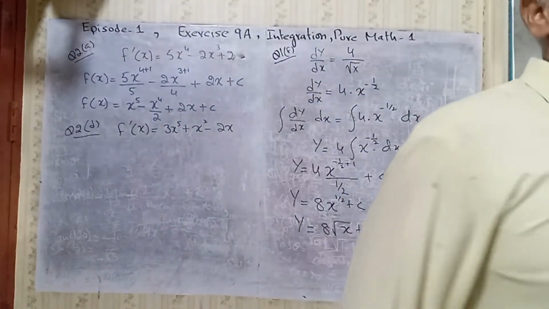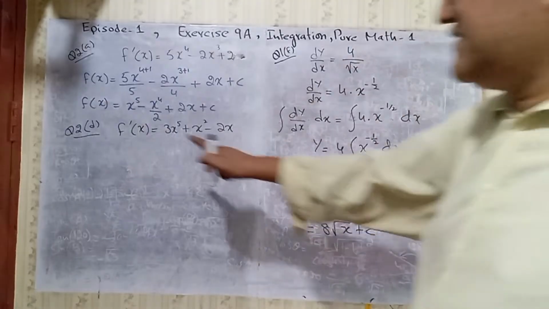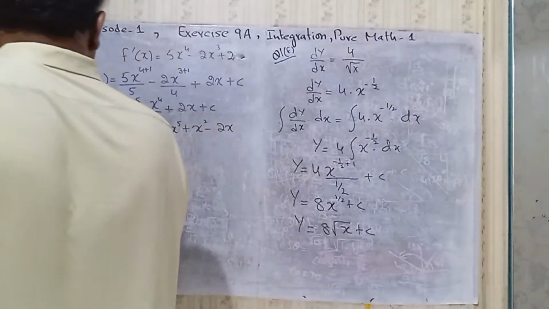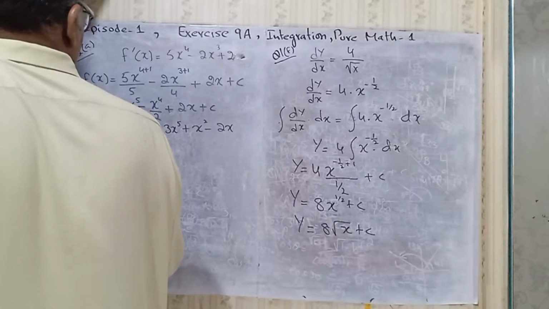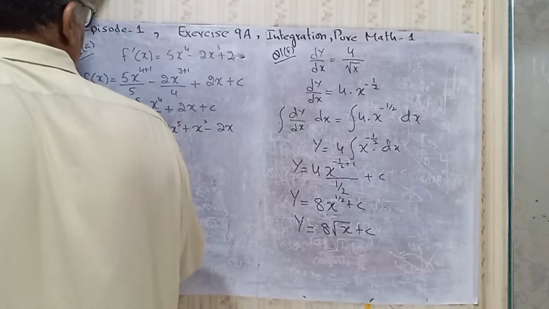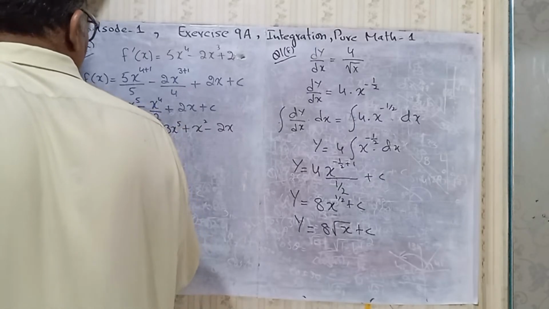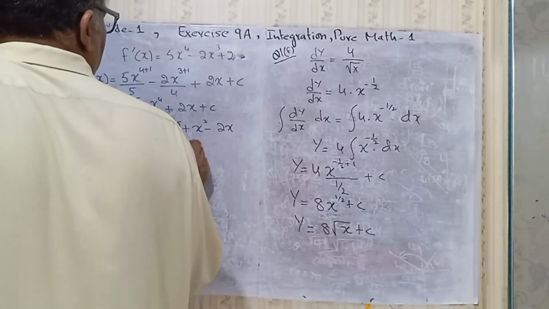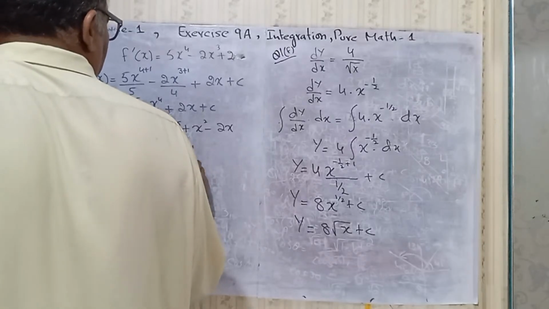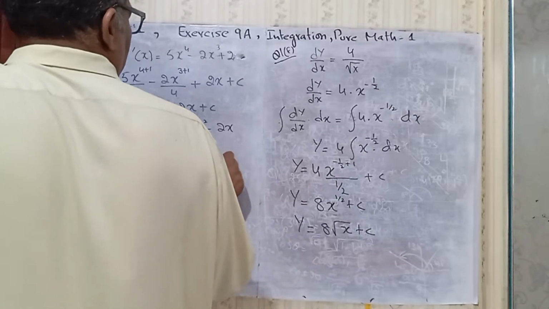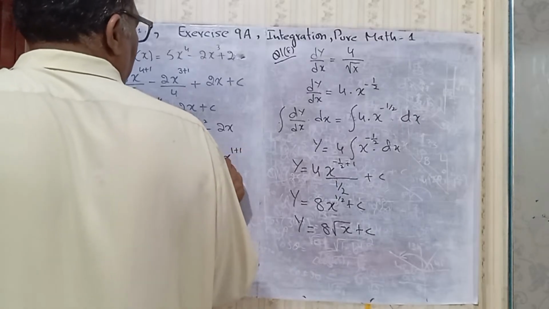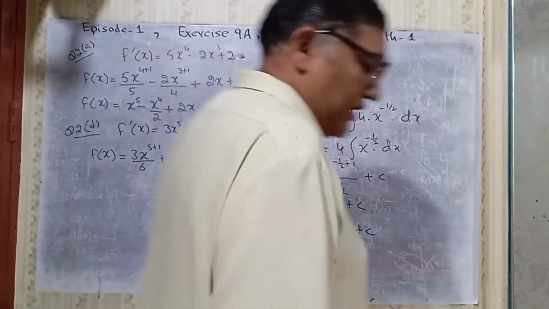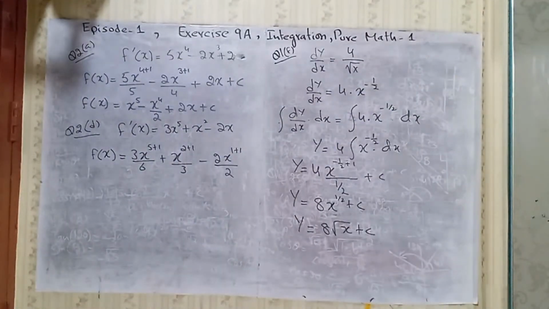When I integrate it, the derivative sign will be gone, so I will only write f(x) equals 3. The power will be increased by 1, and you divide by that same number. Then x squared, the power is increased by 1 and you divide by that power. And then 2x to the power 1 plus 1, you divide by that number. This is my first step. Then we can do the simplification here.